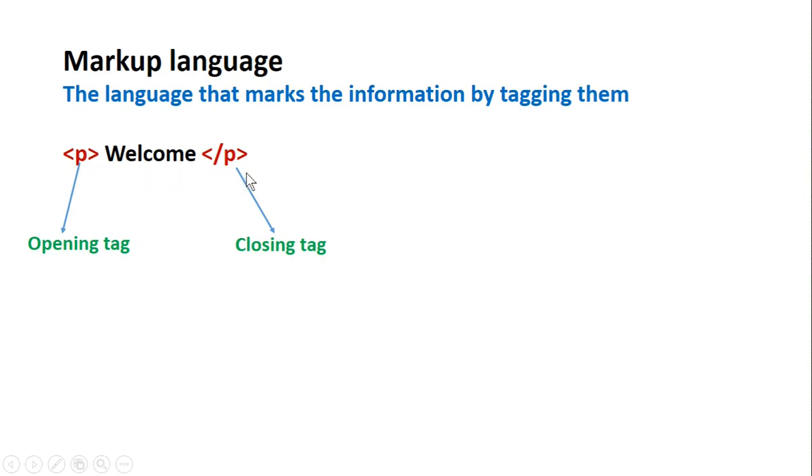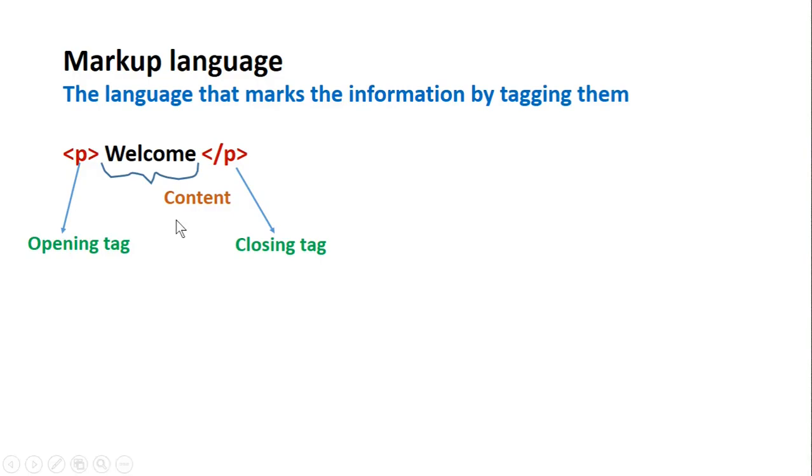So the HTML code always consists of one opening tag and one closing tag along with the content in between. So this opening and closing tag has content in between. This content is the content of this particular paragraph tag. That means we are telling the browser that this welcome should be displayed as a paragraph. And if we write h1 here in both closing and opening tag, then we will tell the browser that this welcome should be displayed as a heading on the browser.